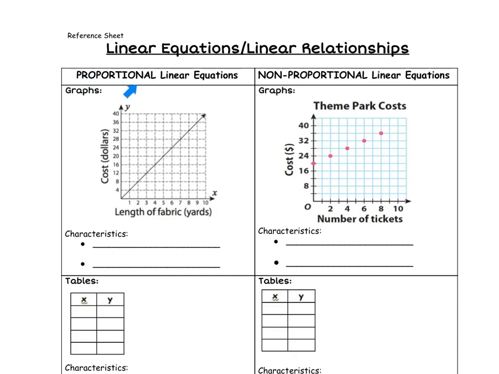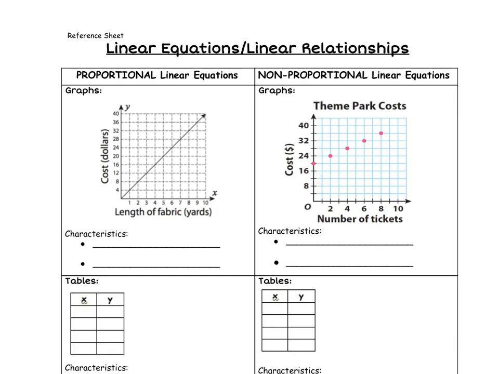We're going to do a proportional linear equations graph and a non-proportional linear equations graph. And so you won't necessarily be able to do the graphing with me if you can't print this out. But what's important is that you write down these characteristics as we go through them. And for the most part, the proportional linear relationship in equations we've already talked about in previous lessons. All right, so let's get started.